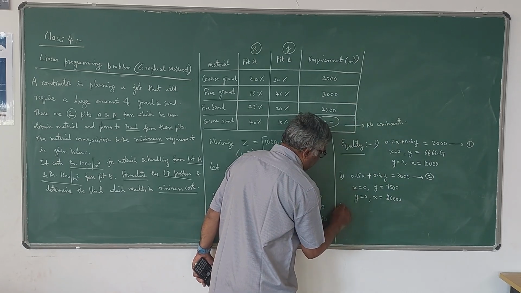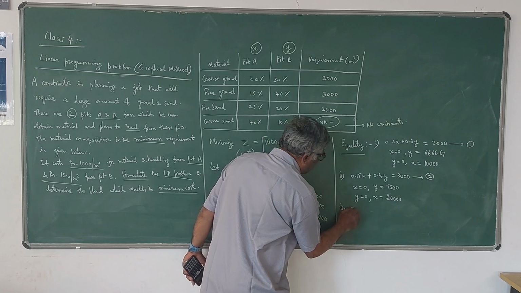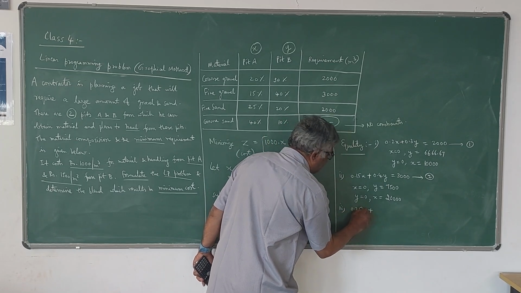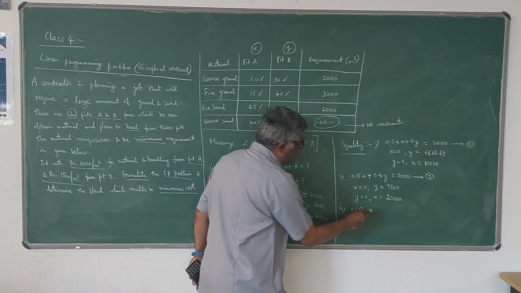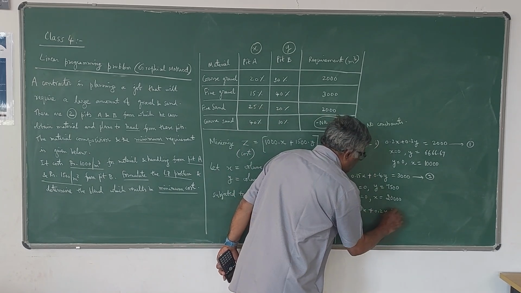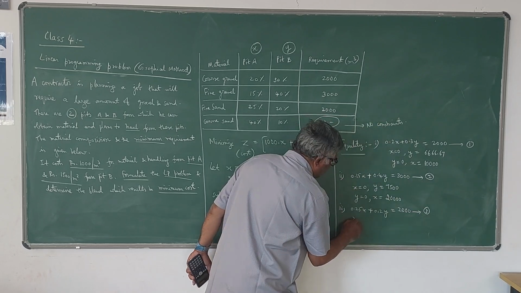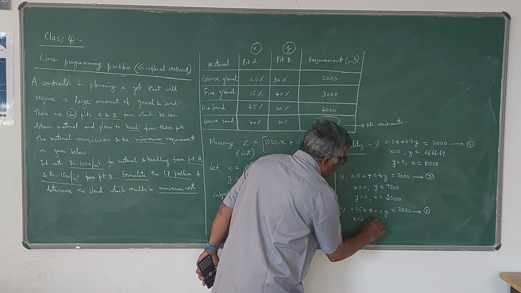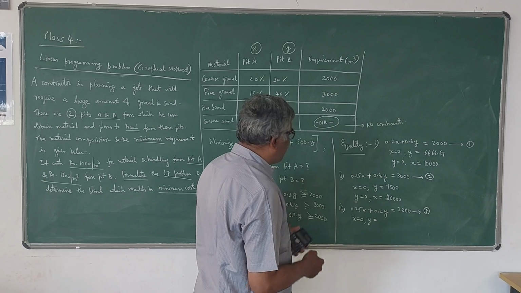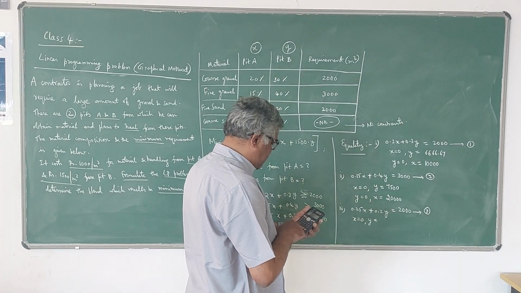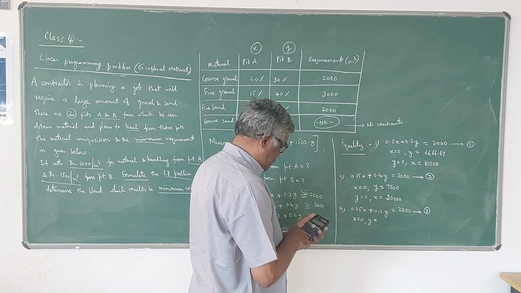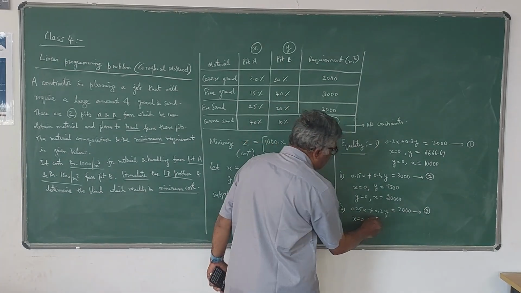Now the third equation is this, third constraint, 0.25x plus 0.2y is equal to 2000. Equation 3, if you put x is equal to 0, y becomes 2000 divided by 0.2, which is 10,000.